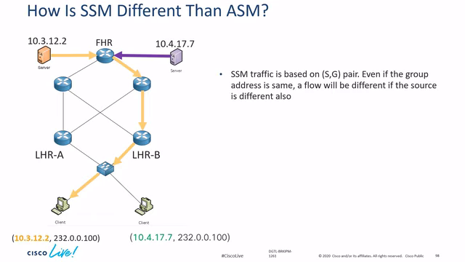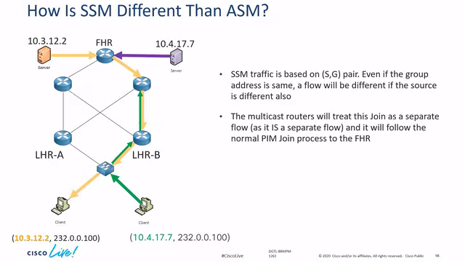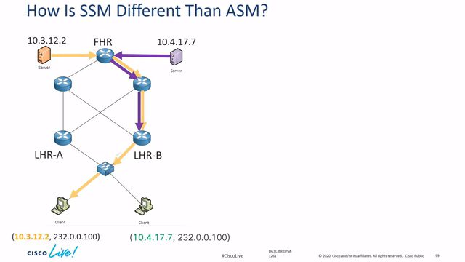Now, source-specific multicast is based specifically on an S, G pair. So as I mentioned, if the group address is the same, the flow is different as long as the source is different. The multicast routers are going to treat that join as a separate flow because it is a separate flow. So you won't see any overlap in the mroute table. It'll follow the normal PIM join process again towards the source to get to the FHR and be added to the outgoing interface list.